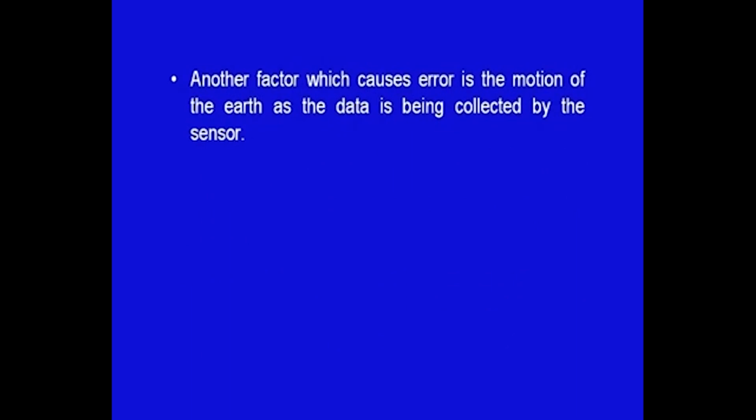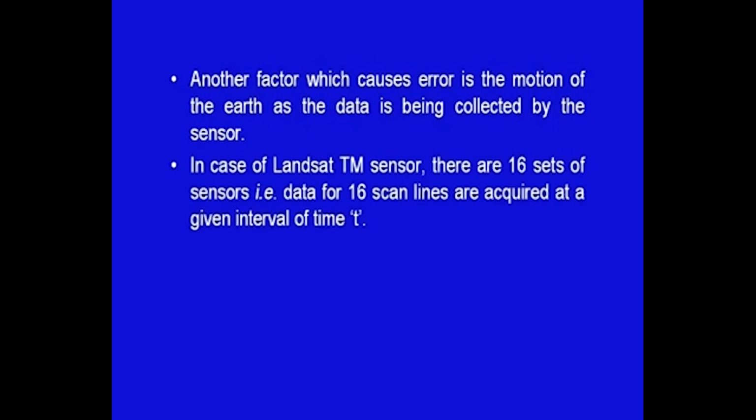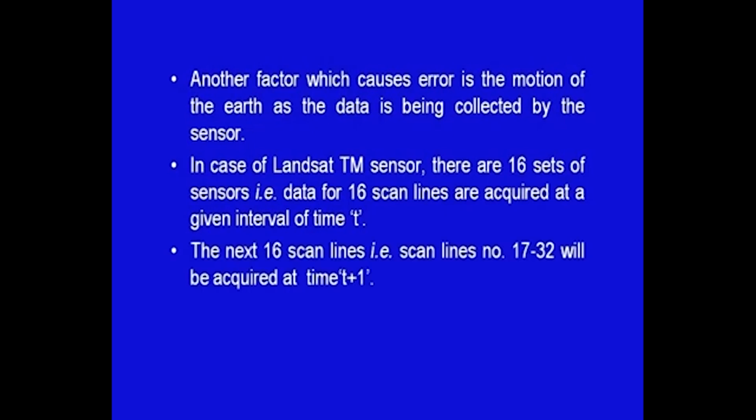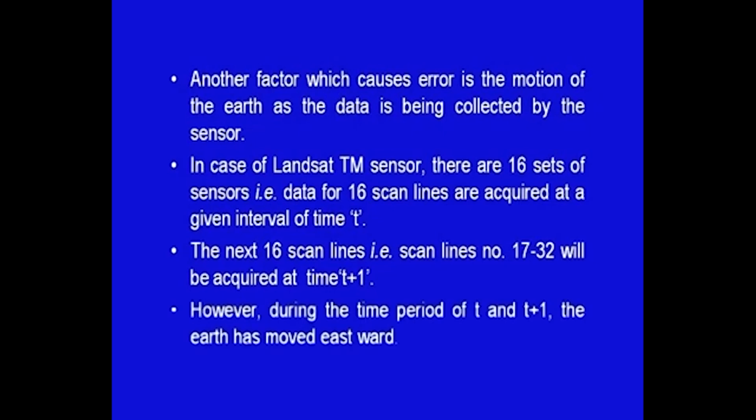Another factor which causes error is the motion of the earth as the data is being collected by the sensor. In the case of Landsat TM sensors, there are 16 sensors, that is, data for 16 scan lines are acquired at a given interval of time t. The next 16 scan lines, that is scan line number 17 to 32, will be acquired at a time t plus 1. However, during the time period t and t plus 1, the earth has moved eastwards.